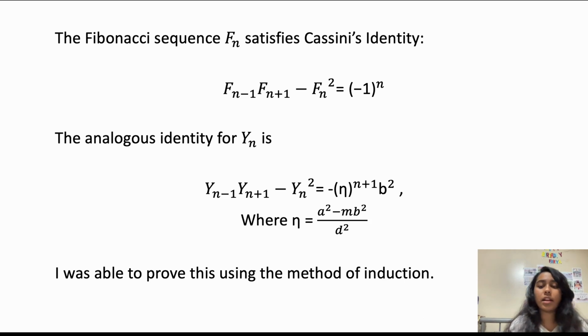For my general equation, the analogous identity for y(n) is y(n minus 1) times y(n plus 1) minus y(n) squared equals negative eta to the power n plus 1 times b squared, where eta is related to m, d, a, and b. So eta equals a squared minus m b squared over d squared. I was able to prove this using the method of induction.